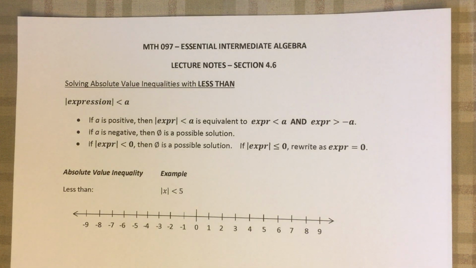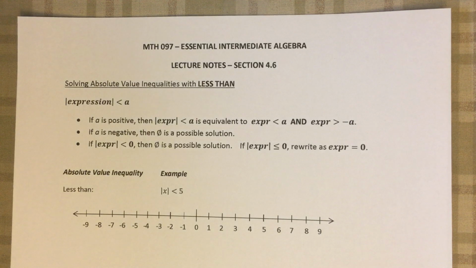So as we're looking at our absolute value inequalities, we're going to have some sort of expression in an absolute value sign. And then we're going to have some sort of inequality symbol next to it. So either less than or equal to, a greater than, or a greater than or equal to. We're going to start by focusing on our less than problems.